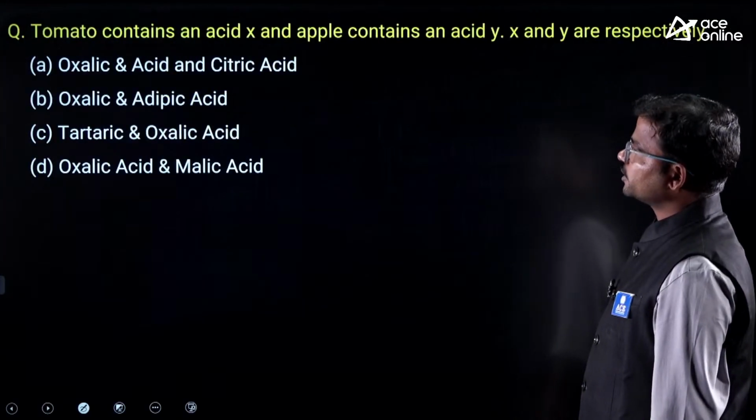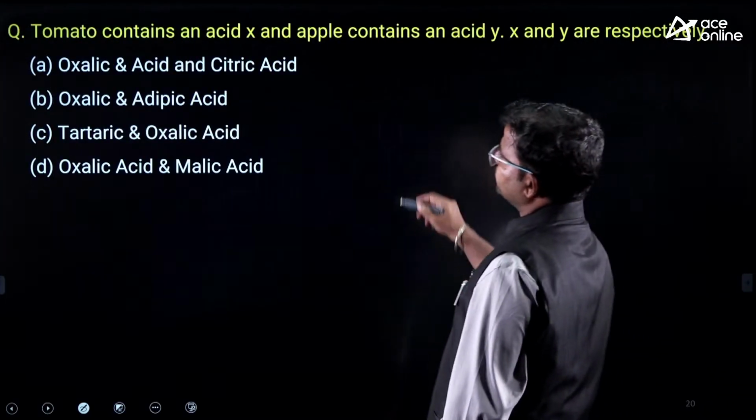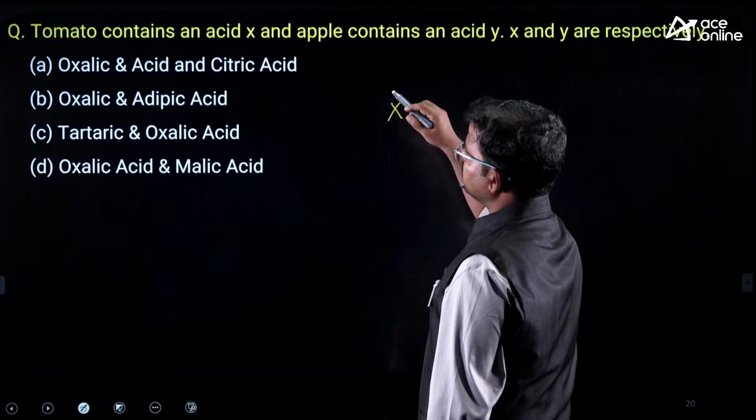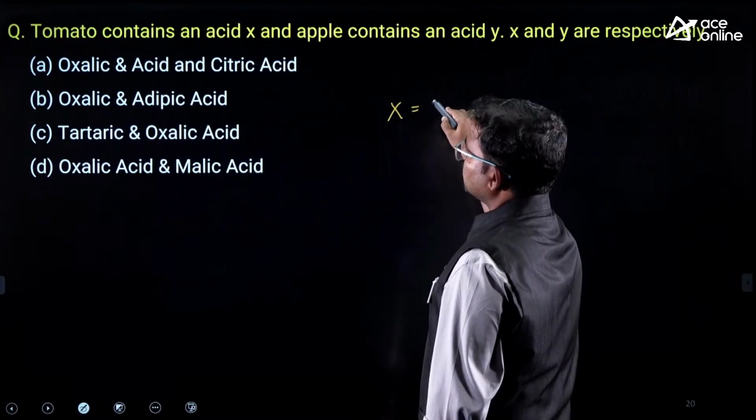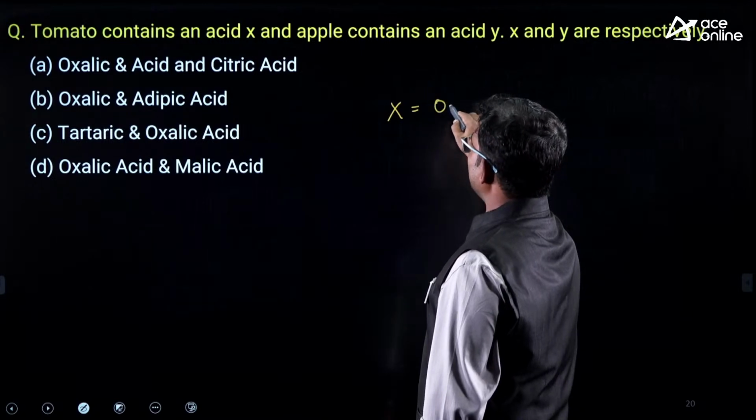So the next one, tomatoes contain an acid X. Tomatoes contain an acid X. What kind of acid mostly exists in tomatoes? Tomato, spinach. Okay, oxalic acid.